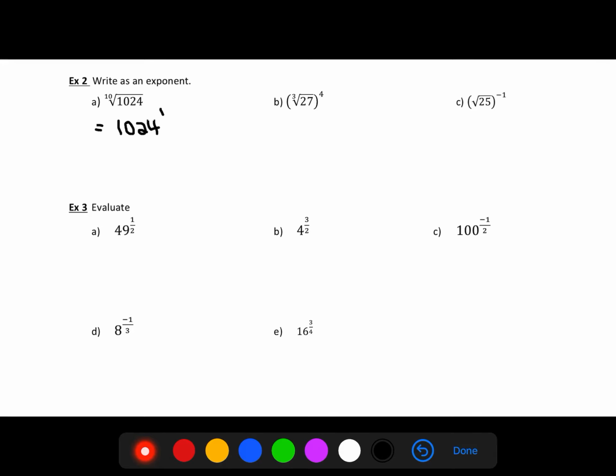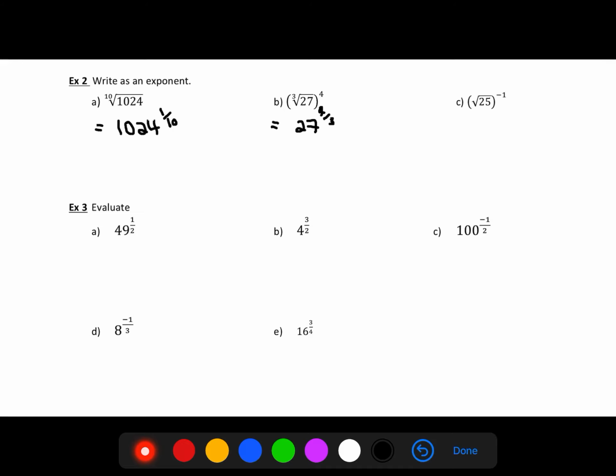Next one we want to write as an exponent. So we're going to do the opposite. So this 10 is going to come around to be the bottom of our fraction in our exponent. So 1024 to the power of 1 over 10.